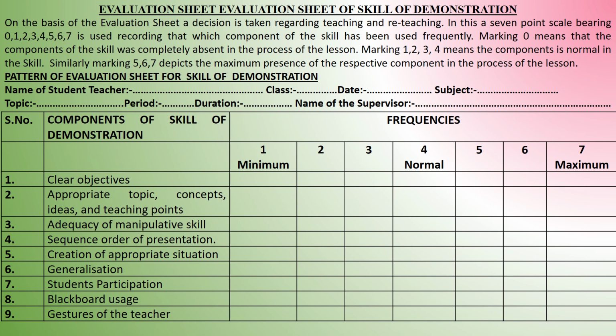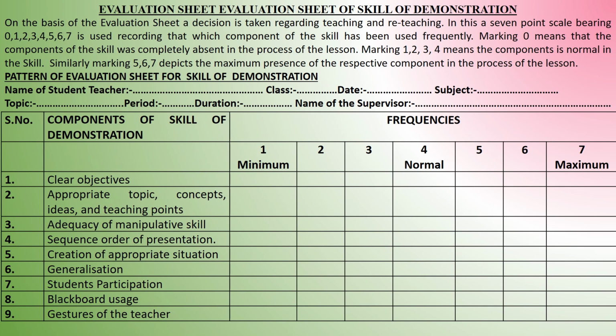In the pattern of the evaluation sheet in demonstration skill, first of all, the name of the student teacher will be written. After that, class, subject, topic, period and duration will be written. Lastly, the name of the supervisor will have to be mentioned. After the preliminaries have been mentioned, the evaluation sheet will be divided into 5 columns. In the first column, the serial number will be written. In the second column, the components of demonstration skill of micro teaching will be written.